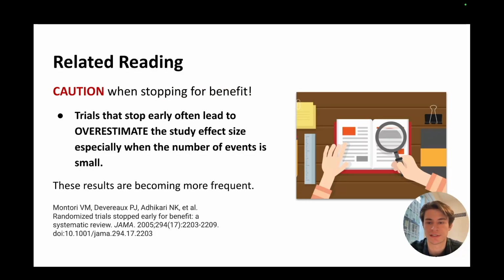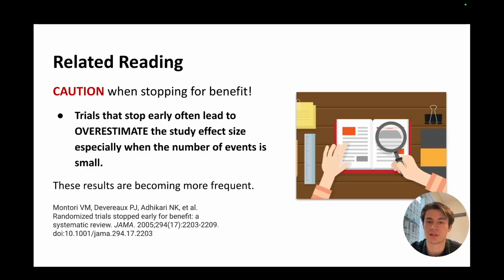Before we wrap up, I want to go over a few points that might be interesting to you if you're designing your own clinical trial and have to specify your own stopping rules. The first is to caution when stopping for benefit. A recent systematic review found that trials that stop early for benefit often overestimate the study effect size, especially when the number of events is small.